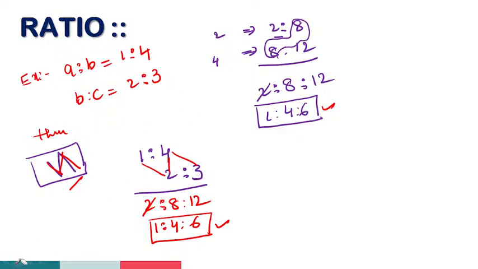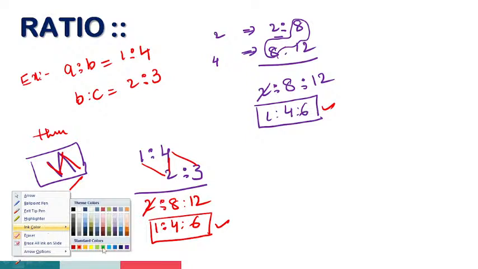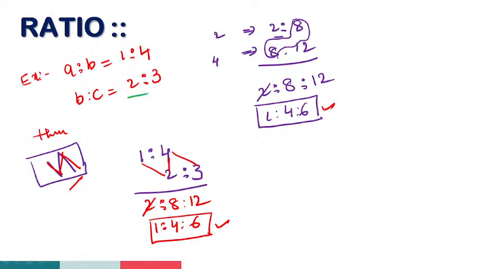So the given information: A is to B is equal to 1 is to 4, B is to C is equal to 2 is to 3. If you want to find out the A value, just multiply left hand side numbers.